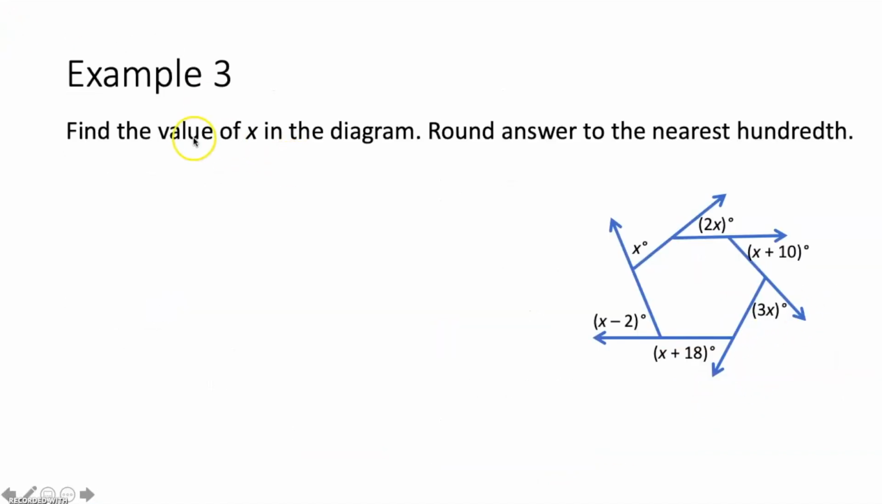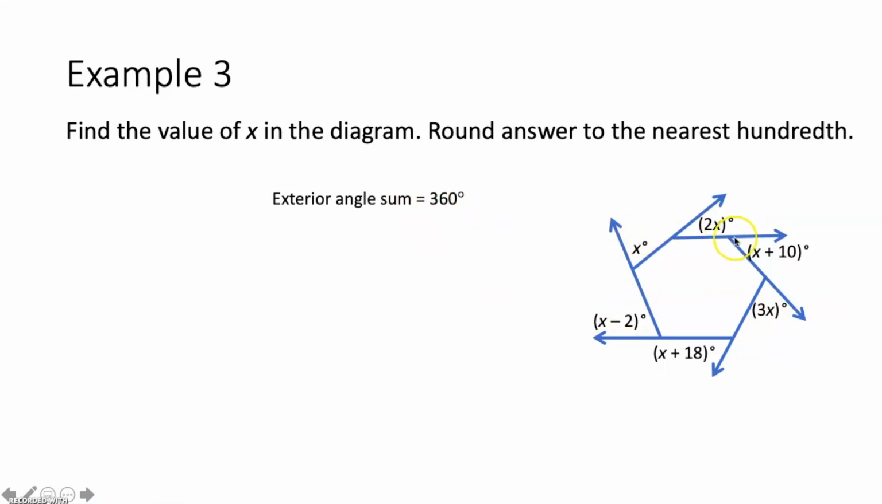Now example 3 says find the value of x in the diagram. Round answer to the nearest hundredth. So here we have a 1, 2, 3, 4, 5, 6-sided figure. That's a hexagon. And this time we are given the exterior angles. So the Polygon exterior angle sum theorem says if I were to add up the measures of all of the exterior angles of a given polygon, it's always equal to 360 degrees.